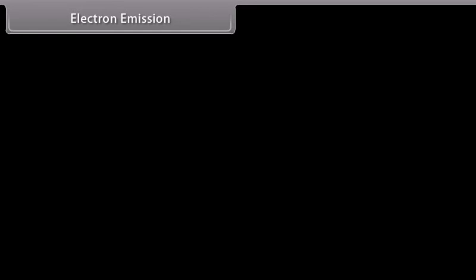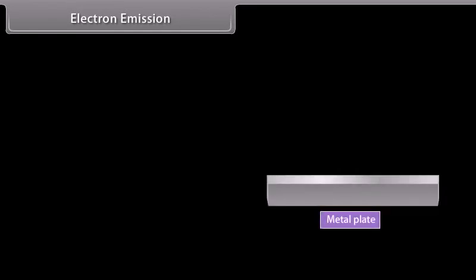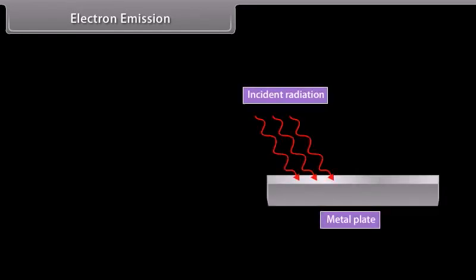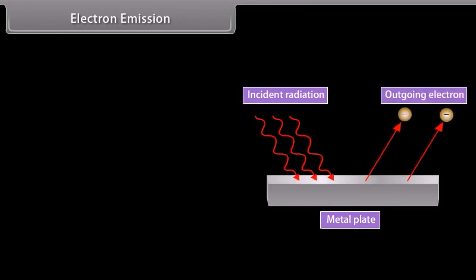Electron emission. In some solids called metals, the electrons, particularly outer ones, are so loosely bound to their parent atom that they can easily move from one atom to the other and move about in the solid. These electrons are called free electrons as they are free to move inside the solid but cannot leave the solid on their own.